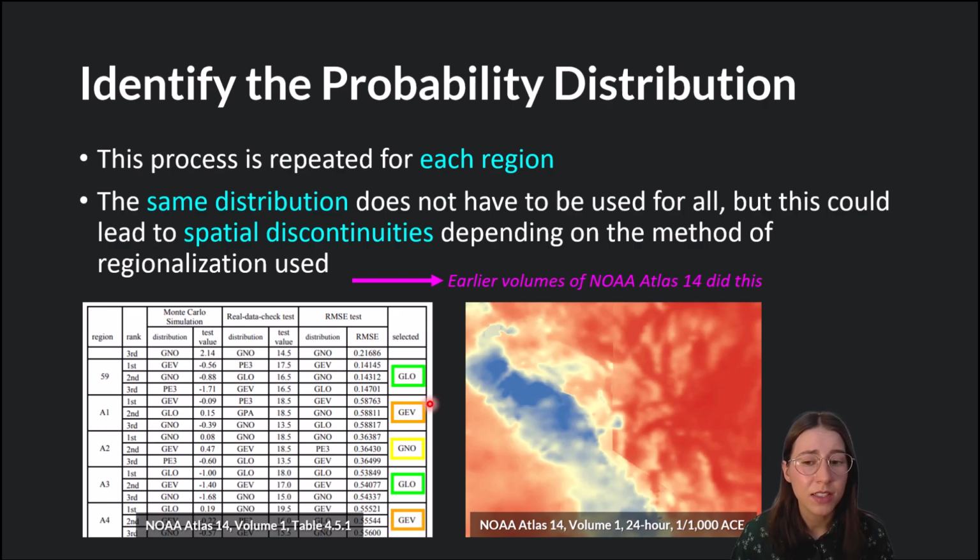You can see what that looks like on the right, where there's a clear boundary between the different regions where different distributions were selected. This isn't a problem for regionalization methods like index flood, where we have to assign a site to a specific region. But it does cause problems for other regionalization methods like mapping, where we need to have a more continuous and smooth boundary.